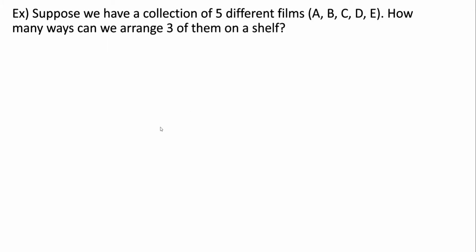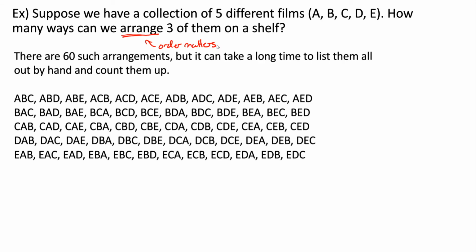Let's look at an example. Suppose we have a collection of 5 different films. We'll call them A, B, C, D, and E. And we want to know how many ways can we arrange 3 of them on a shelf. The word arrange tells us order is important, or order matters. So if we wanted to see how many different ways we could do this, one possibility is to list them all out by hand. And here are all of them listed out by hand. So we could do this and see that there's 60 different arrangements, but it can take a long time to list things out by hand. So we're better off using the formula.